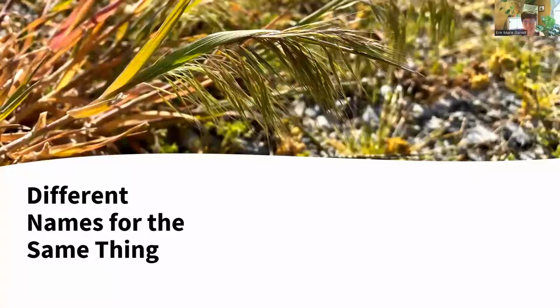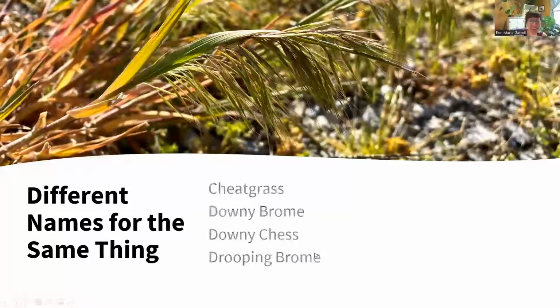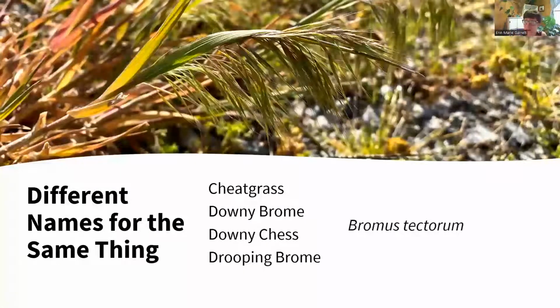Oh, I had one. I was going to say the chat stopped. We've got a couple. All right, I won't wait too long on this. So some of the names that we have, cheatgrass, downy brome. Someone put a smooth brome in there. That's a different species. Downy chess and drooping brome. We could sum all of those up by saying Bromus tectorum.